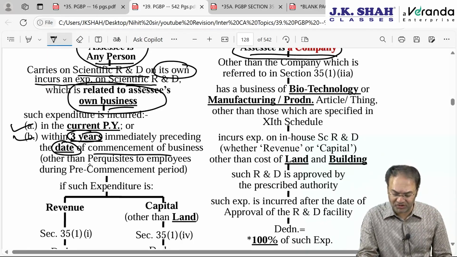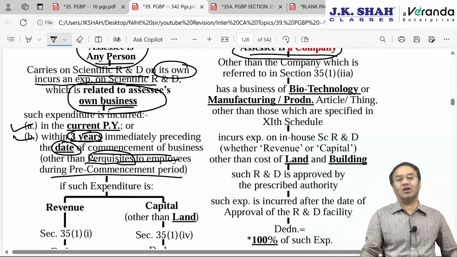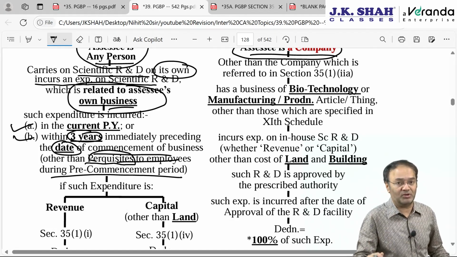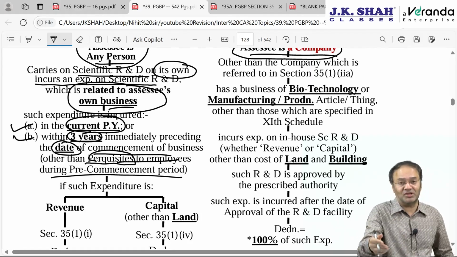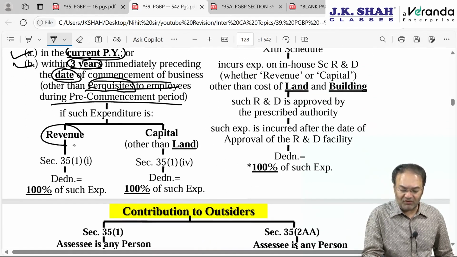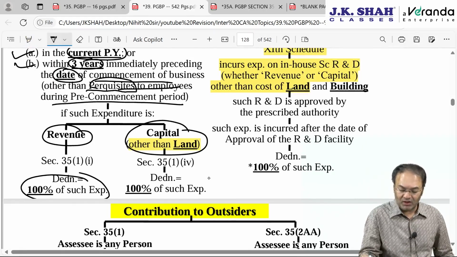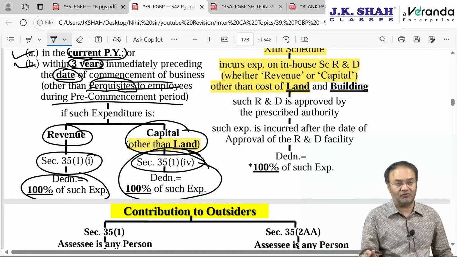But if it is perquisites to employees during the pre-commencement period, whether it is 3 years or more than 3 years, that will not be allowed. It should be R&D expenditure including salary to staff, but other than perquisite to staff during the pre-commencement period. If the perquisites are offered after the business commences, then it's okay, allowed. If it is revenue expenditure, then deduction 100%. If it is capital expenditure, it should be other than land, that you need to remember, which is important. Deduction will be 100%.